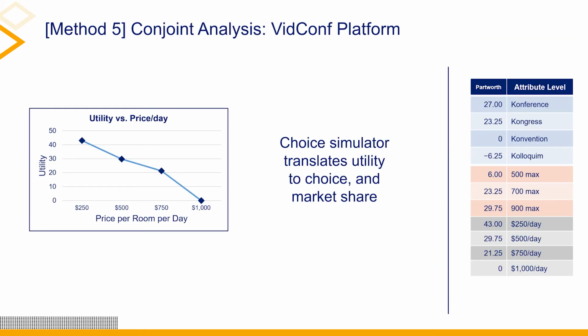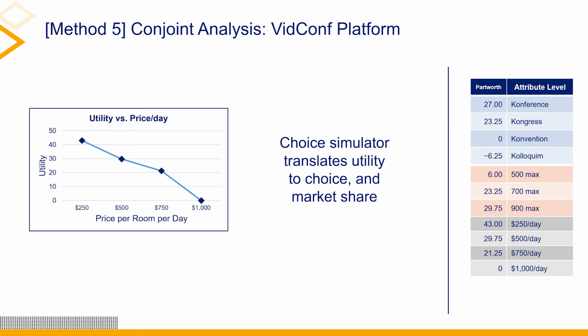Method number 5, conjoint or trade-off analysis. Conjoint analysis has been covered in other videos. The idea is to present respondents with a series of products defined by their attributes and ask them to rate or choose products. The data shown here are from a stylized example of a large meeting video conferencing platform.